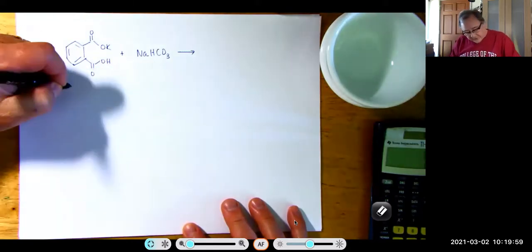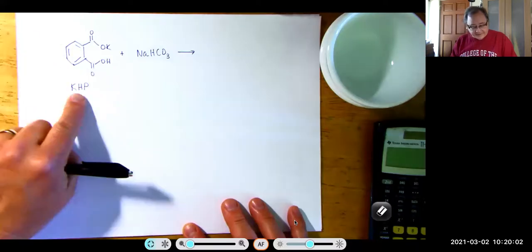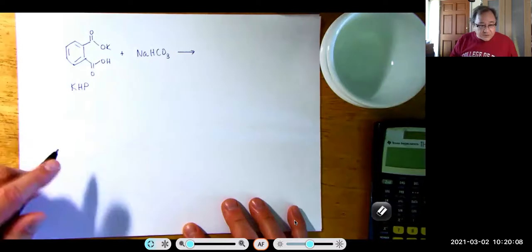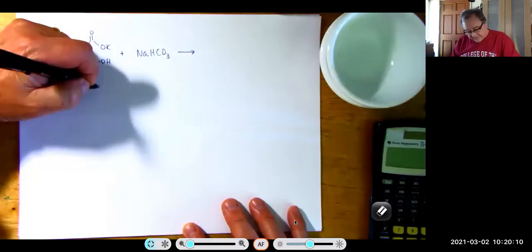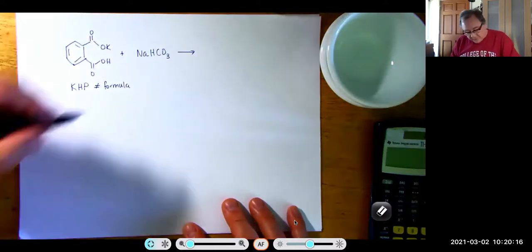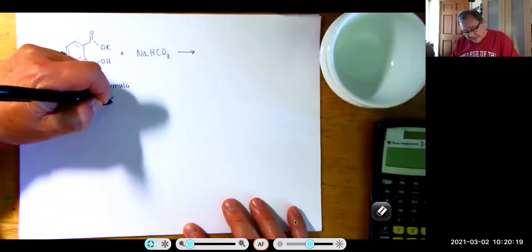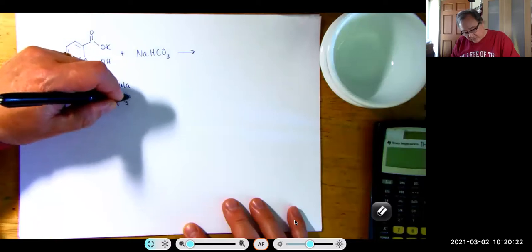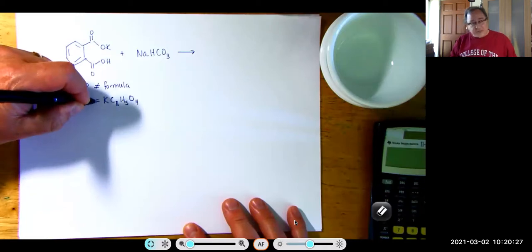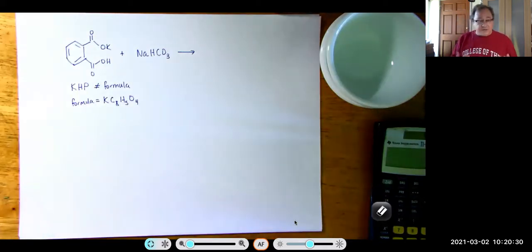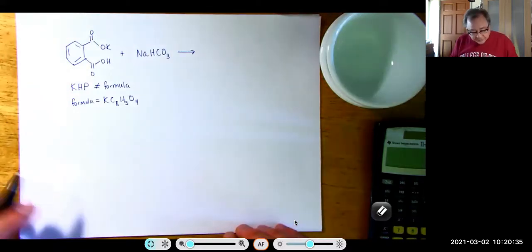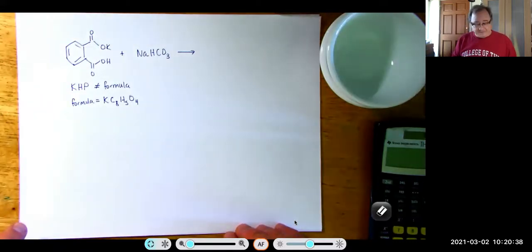Now, I should tell you that potassium hydrogen phthalate is often abbreviated as KHP, for potassium, hydrogen, and phthalate, which is unfortunate because that is not the formula. It's just an abbreviation for the name. Remember, the real formula is KC8H5O4. So don't be fooled by this KHP and think, oh, there's one potassium, one hydrogen, and one phosphorus. Well, goodness, there's no phosphorus in there. So that's just an abbreviation for the name.